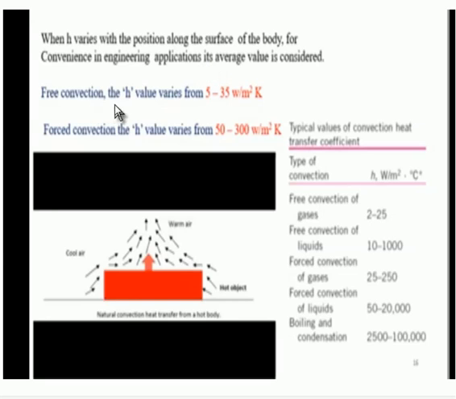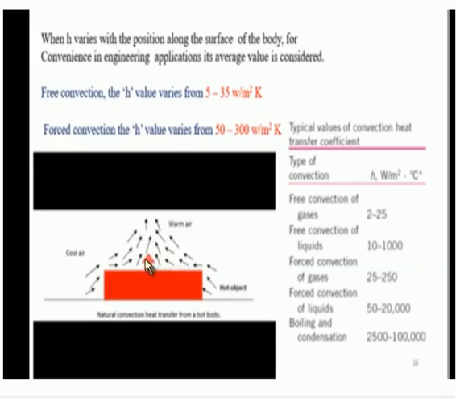For free convection, the H value varies from 5 to 35 watt per meter square Kelvin. So in between these two values we can take H if it is free convection. For forced convection, the H value varies from 50 to 300 watt per meter square Kelvin. Here it shows natural convection.